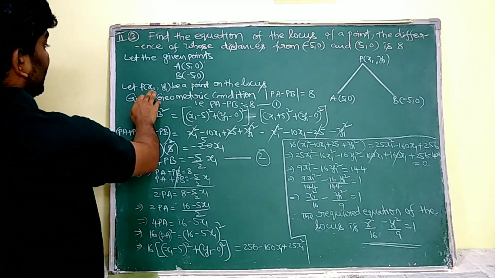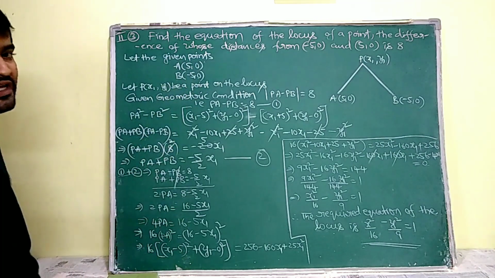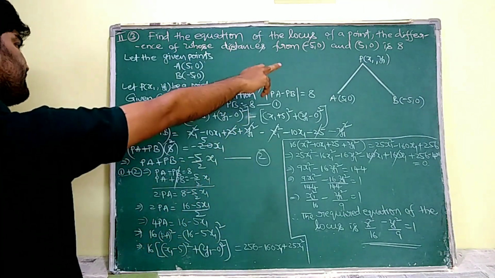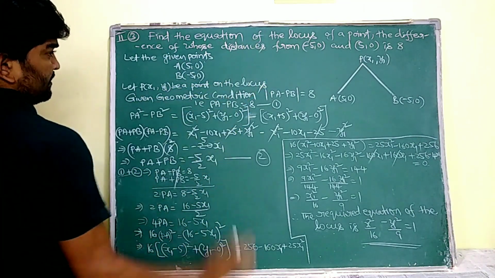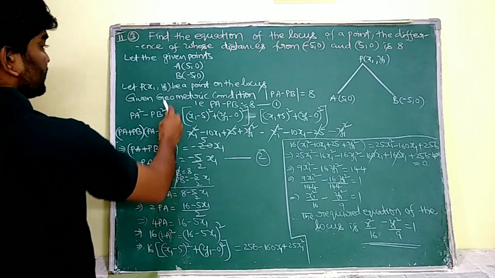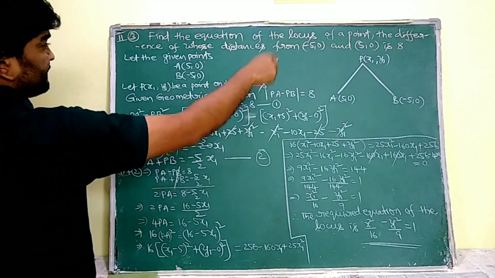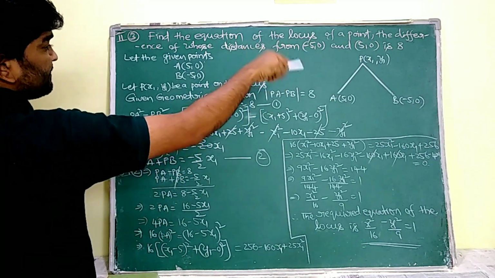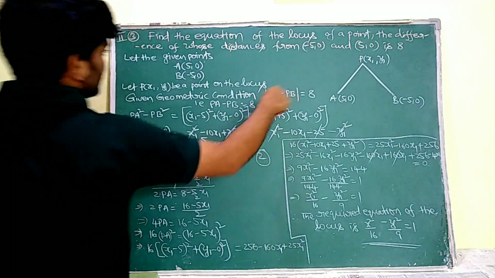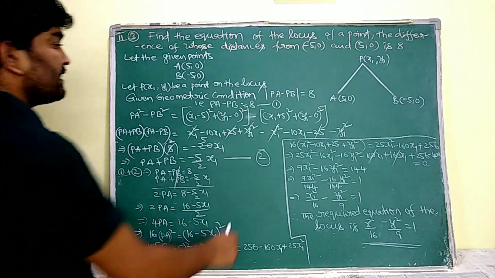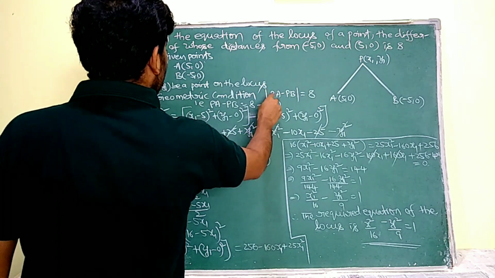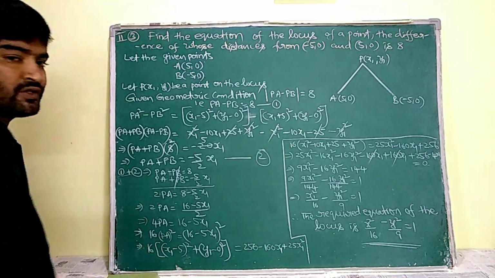Let P(x1, y1) be a point on the locus. We just assumed P(x1, y1) as a point on the locus. Now, the given geometric condition is that the difference between the distances PA and PB is 8. Which one is greater we don't know, so we have to keep the modulus here: |PA - PB| = 8.